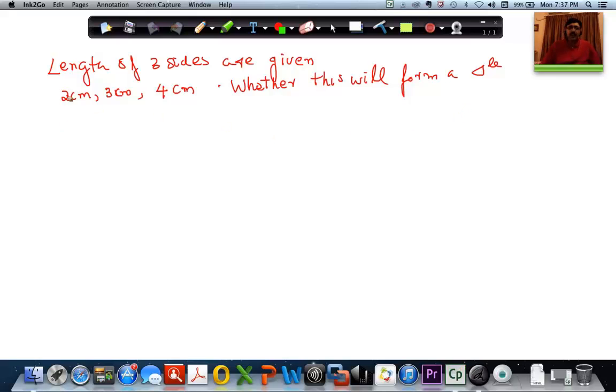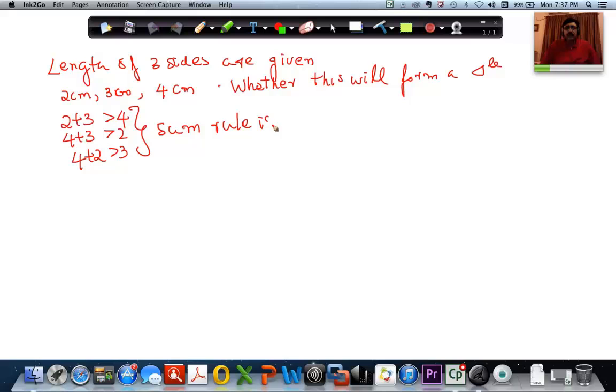Now, let us look at the sum rule. See this combination: 2 plus 3, is that greater than 4? That's great. 4 plus 3 is greater than 2. That's also satisfying. And 4 plus 2 is greater than 3. So the sum rule is satisfied.